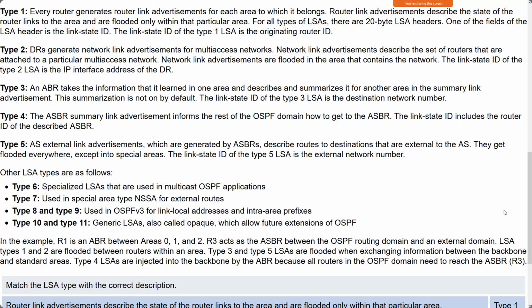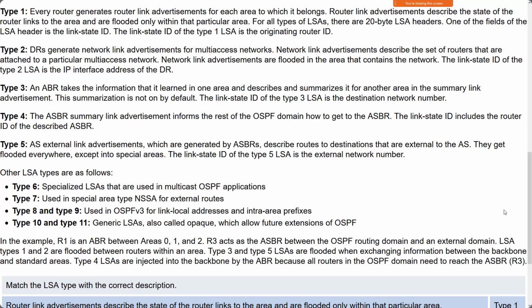Other LSA types, type 6, multicast, type 7 are basically the same as type 5, just an ASBR that's attached to a special area type. NSSA and totally NSSA to be specific. Type 8 and Type 9, link local and intra-area prefixes. So Type 8 would be your FE80 prefixes, your link local addresses, which exist in IPv6 but don't exist in IPv4. And Type 9, intra-area prefixes would be like your global prefixes and whatnot that might exist, very similar to a Type 1 LSA.